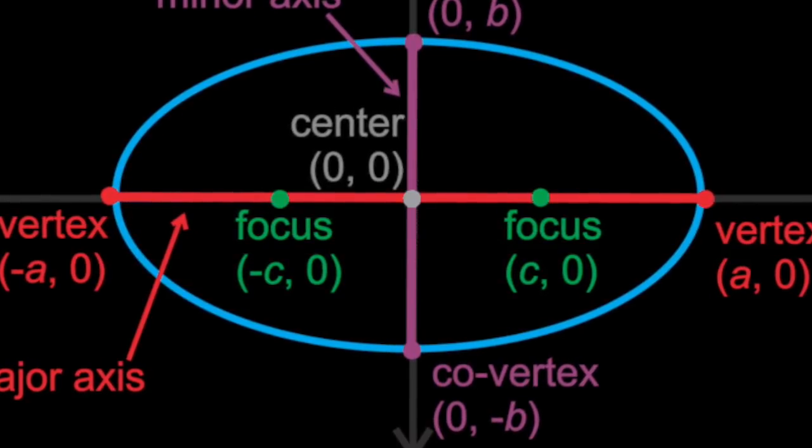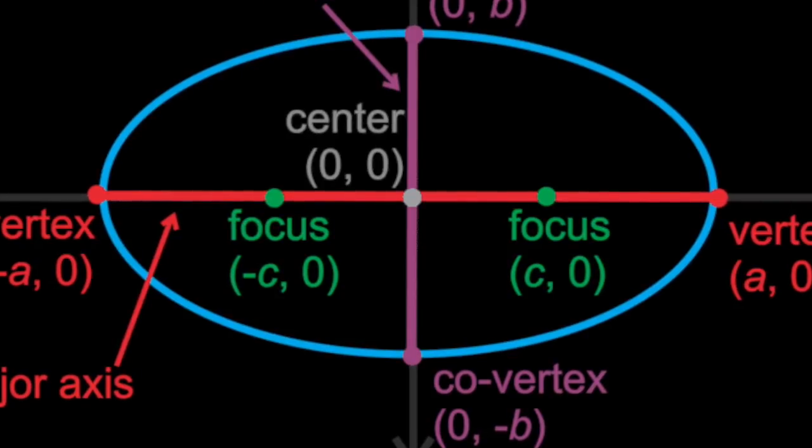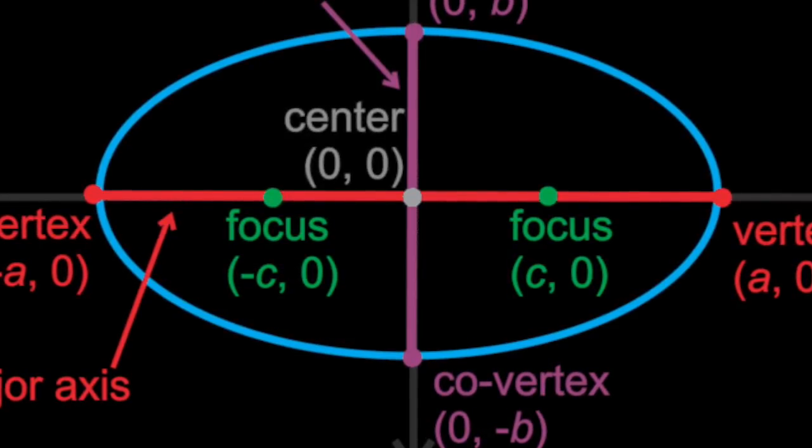The major axis is the longer axis where a and c can be found, while the minor axis is the shorter axis and where b is found.